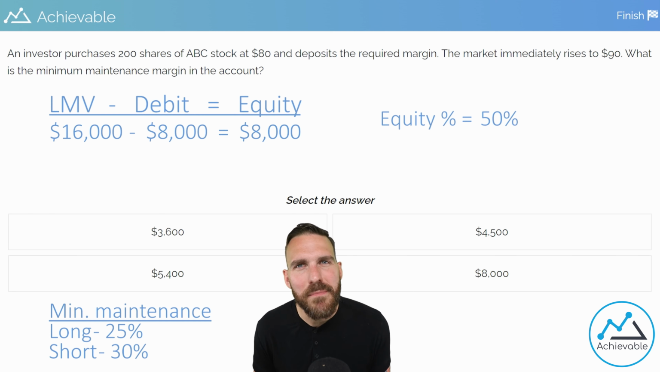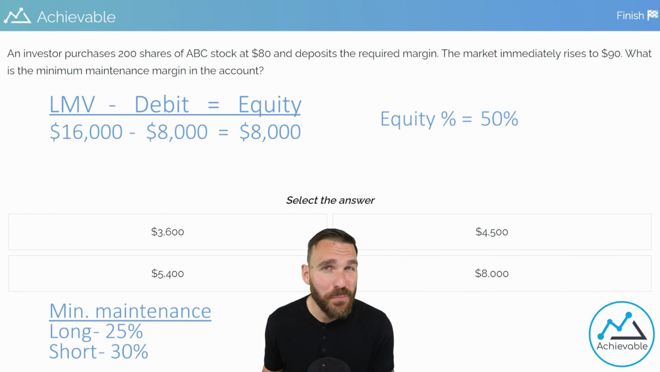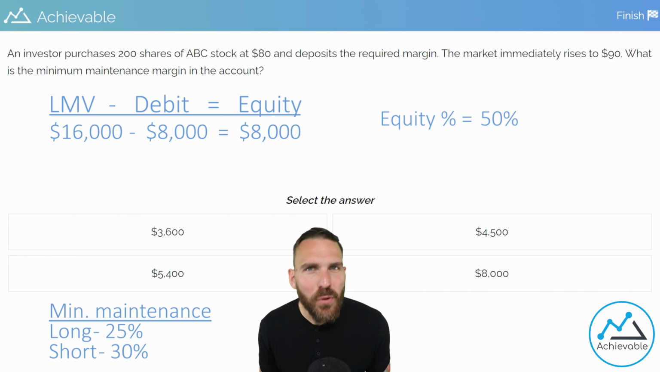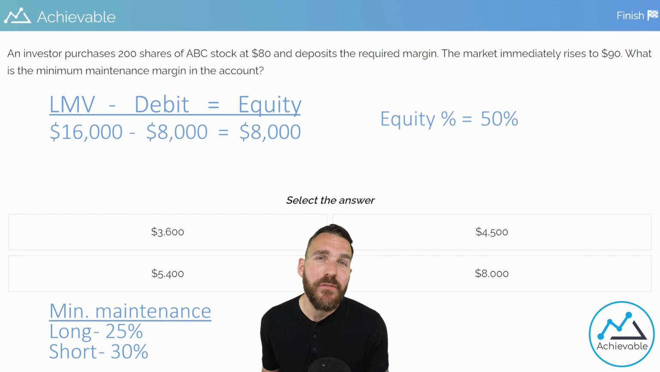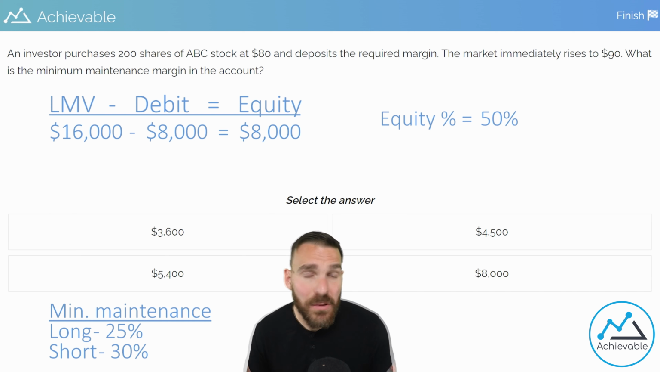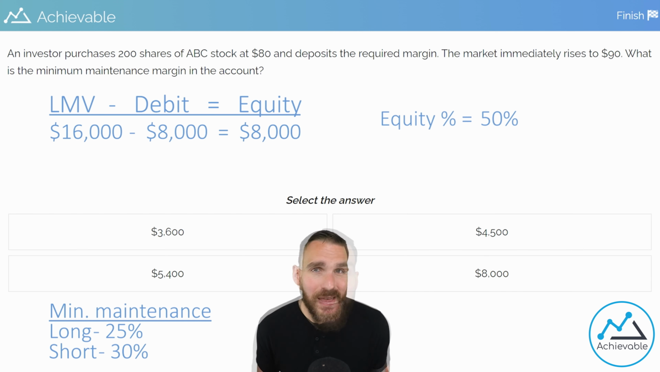The 25% minimum maintenance protects both the broker-dealer and the investor. The broker-dealer has risk when they offer margin accounts to their investors. They're lending money to their investors that is then invested into the market, and if their investments lose significant value, it's possible the investor is unable to repay that loan to the broker-dealer.